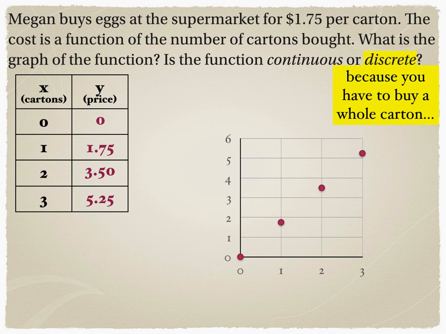So this one would be discrete because it's per carton. But things like apples wouldn't be discrete, they would be continuous, because you get to choose how much, and there's a lot of different possibilities for how many pounds of that you're buying.